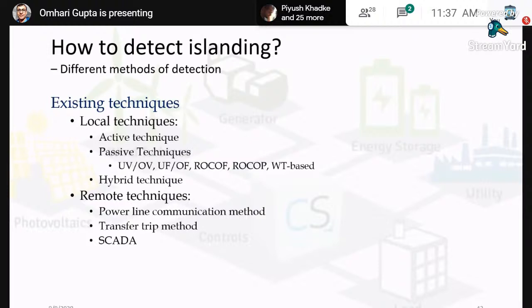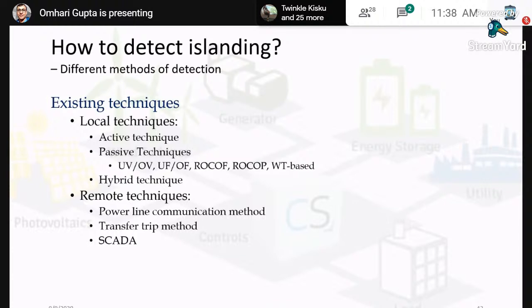Okay. In active techniques, what we do is inject some kind of disturbance into the system, and then we try to observe several electrical parameters. Those parameters can be voltage, frequency, power, rate of change of power, THD, impedance, rate of change of impedance, positive sequence based parameters, negative sequence based, and like that. There are numerous parameters that you may observe, and those may help you in obtaining the islanding detection.